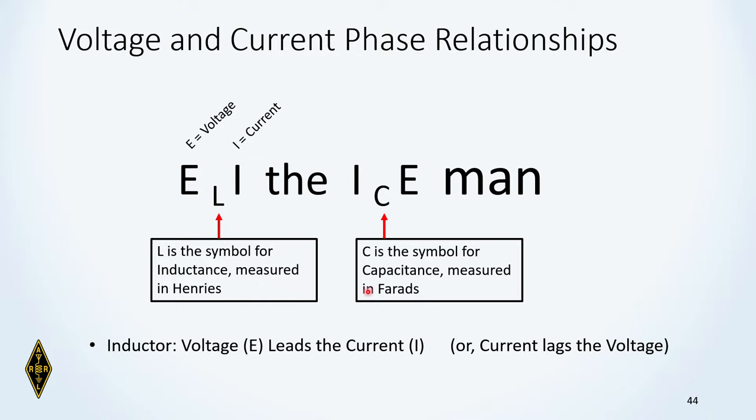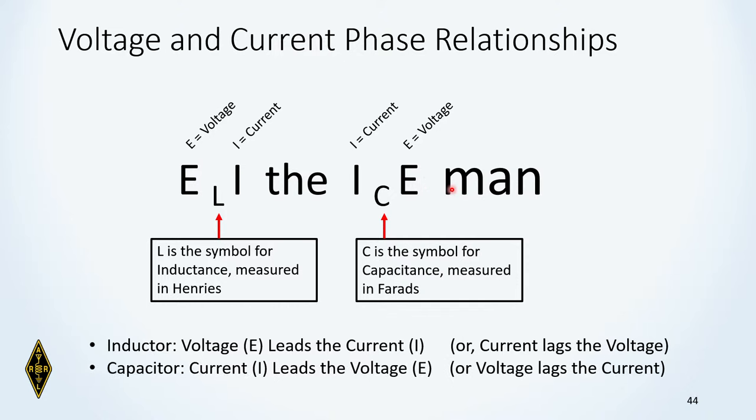So C in ICE is the symbol for capacitance, measured in farads. I is current, E equals voltage. Notice this is just backwards from the inductor, as seen down here. With a capacitor, current leads the voltage. I comes earlier in the word than E. Current leads the voltage, or voltage lags the current. E is lagging the I in the word ICE.